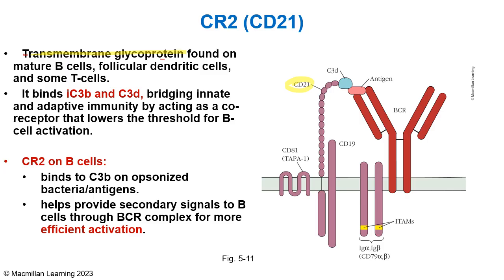So let's see what is happening here. What are the types of cells that you're going to have? Importantly, you're going to find this on the surface of mature B cells, okay? Also follicular dendritic cells. Those are the guys that are going to help the B cells to mature, okay? Those are not just any type of B cell that is floating around. Follicular dendritic cells are helping the B cells to mature, okay? And you have some on the surface of T cells, okay?